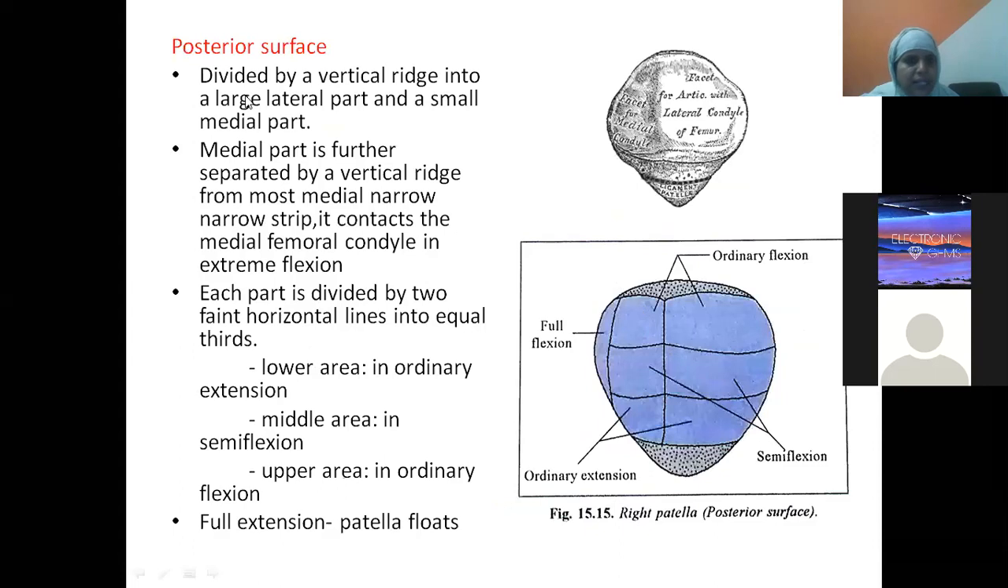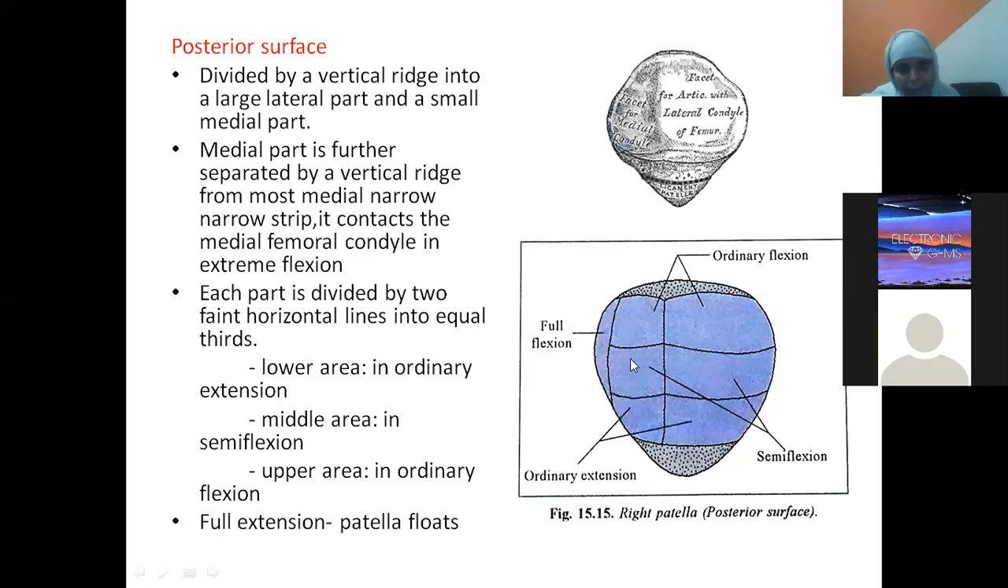Okay, now coming to some more aspects of the posterior side. See, the posterior surface is divided by a vertical ridge. I told you this is the vertical ridge, which divides it into a large lateral part and a small medial part. So the medial part is further, see, this whole thing is the medial part, beta.